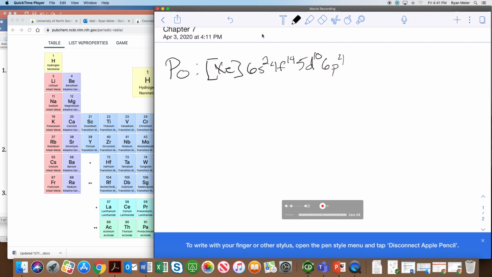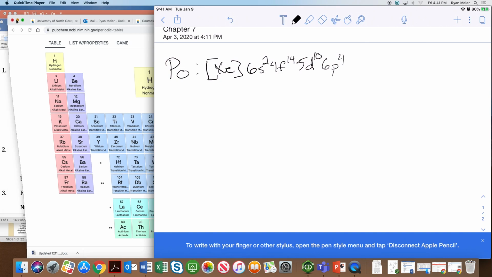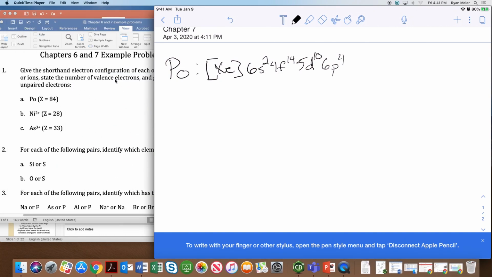All right, so this would be our shorthand electron configuration. Now, the other pieces we were asked for were the number of valence electrons and the number of unpaired electrons.